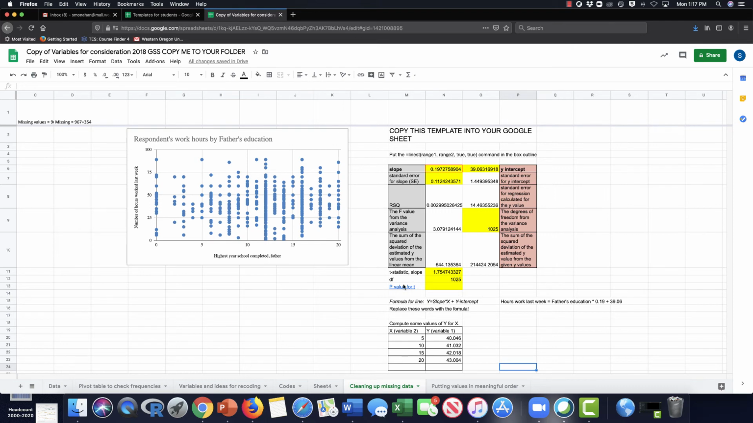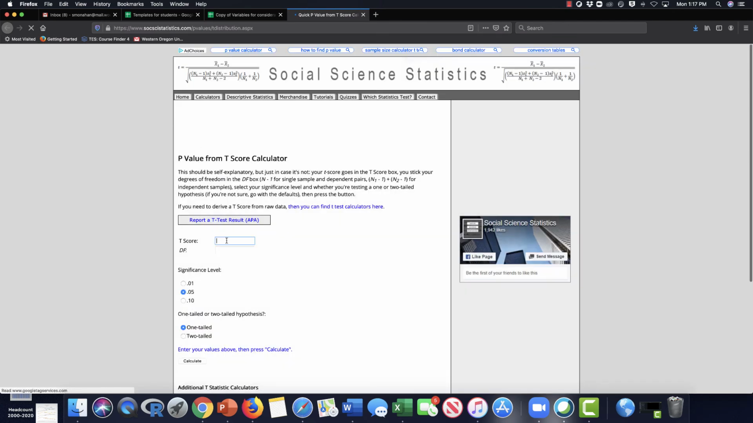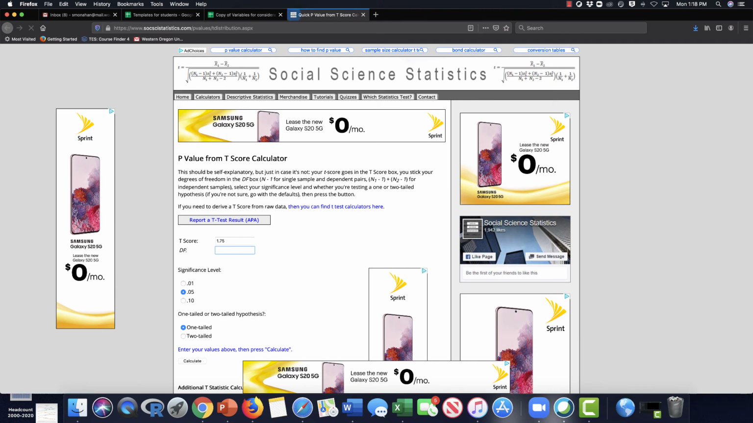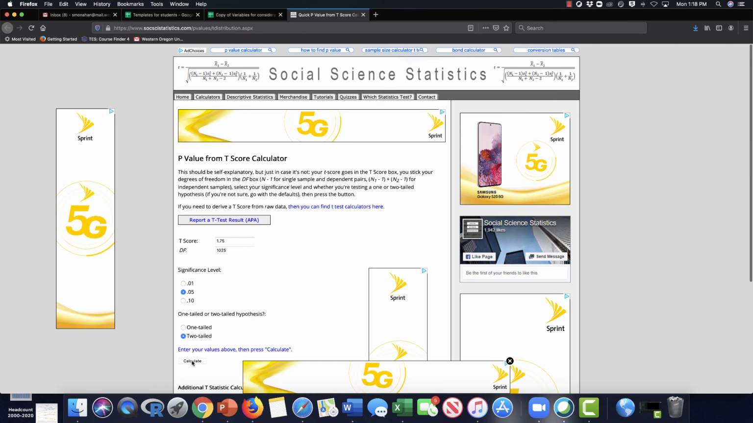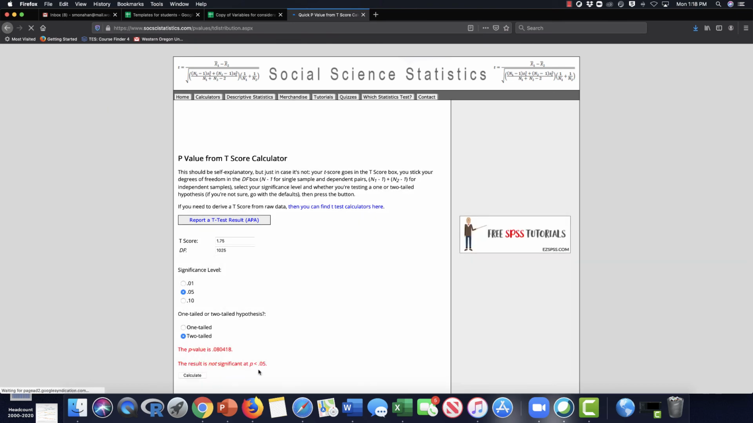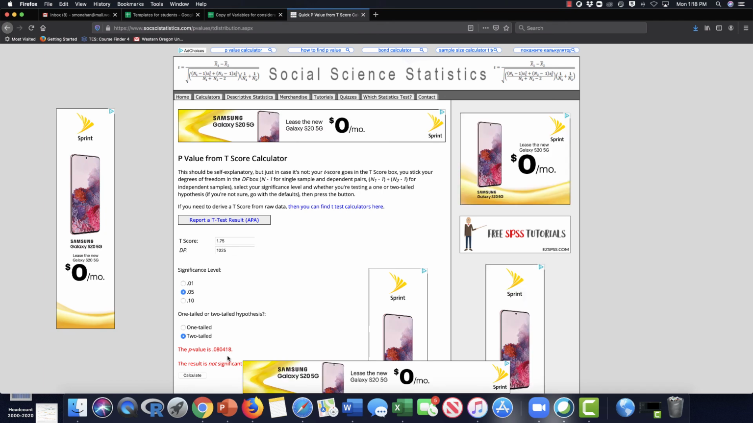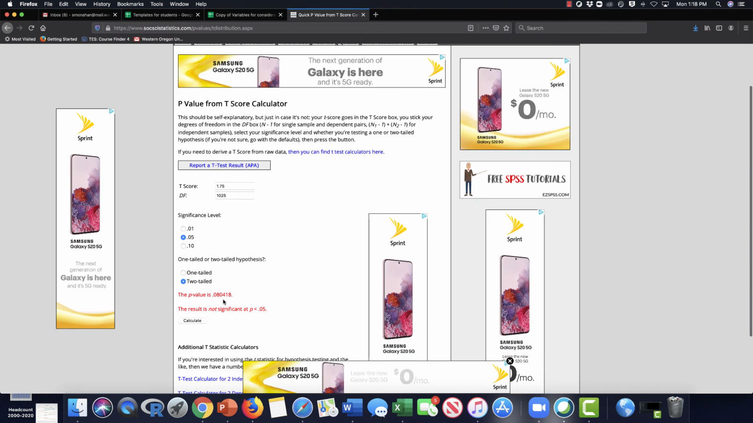If we want to see if that's statistically significant, we've got to put the t-statistic for the slope and its degrees of freedom into a calculator. So the t-statistic is 1.75, and the degrees of freedom is 1,025. We're going to make that a two-tailed test. And it is not significant at p less than 0.05. It's close to significant, but it is not significant.